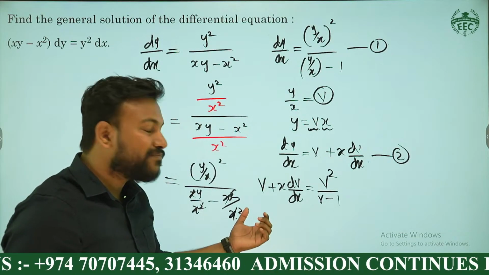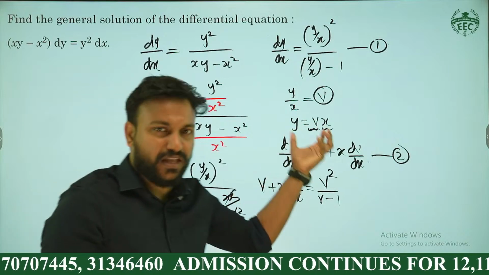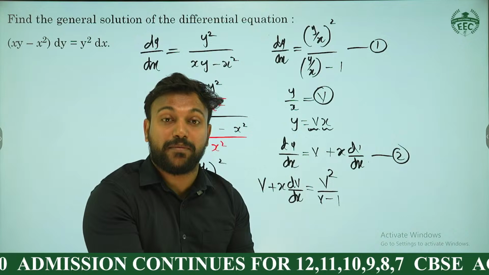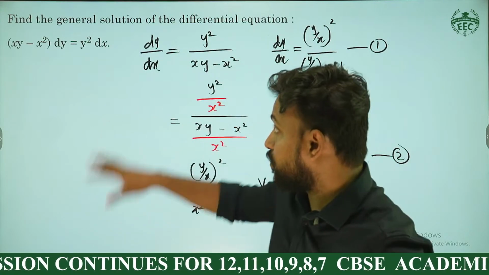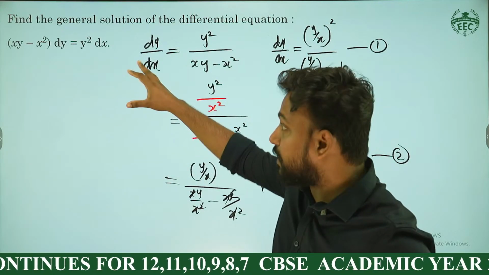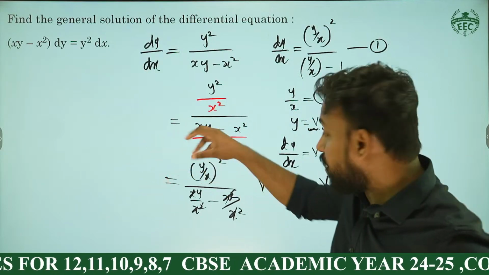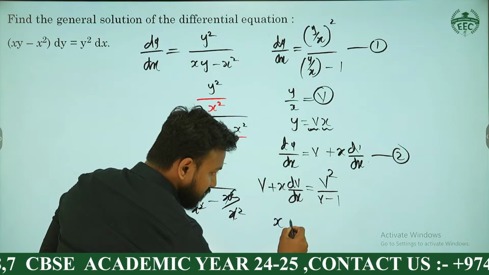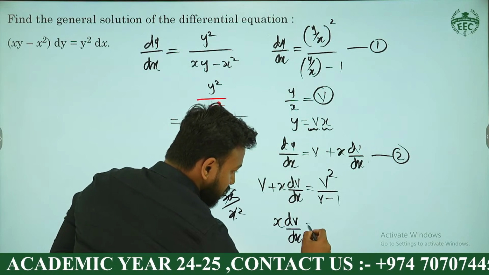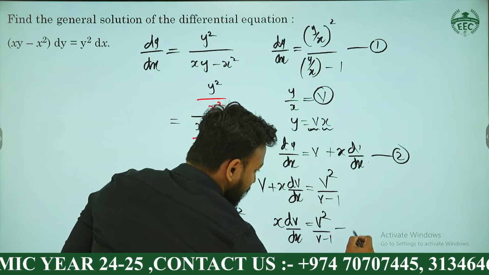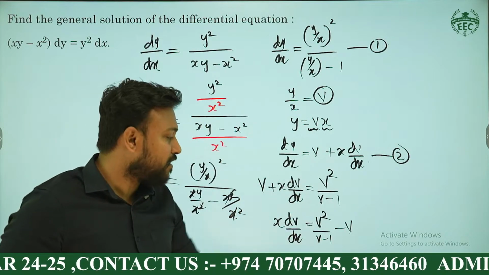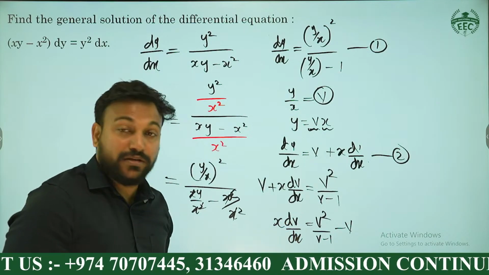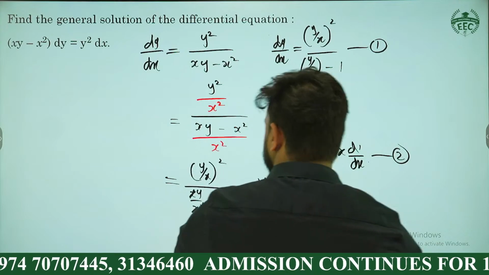Look here. After doing this y by x substitution, our differential equation changed to variable separable format. At the first time, we were not able to convert this into variable separable form, but now we can. I'm going to separate the variables here. x dv by dx is equal to v square by v minus 1 minus v. Taking this v that side because I need to separate the variables. I also need to separate the x from it. Listen here guys, listen.